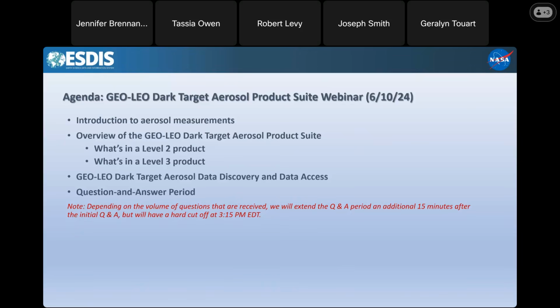And then from there, we will transition to our second speaker for this afternoon, Tassia Owen. Tassia is an outreach coordinator at NASA's Level 1 and Atmosphere Archive and Distribution System, Distributed Active Archive Center, or LAADS DAAC, also located at Goddard Space Flight Center. She will provide a demonstration for how to discover and access these new GEO-LEO Dark Target Aerosol products using NASA's Earthdata Search. After Tassia has finished, we'll transition to an optional final set of polling questions and then jump directly into the question and answer period.